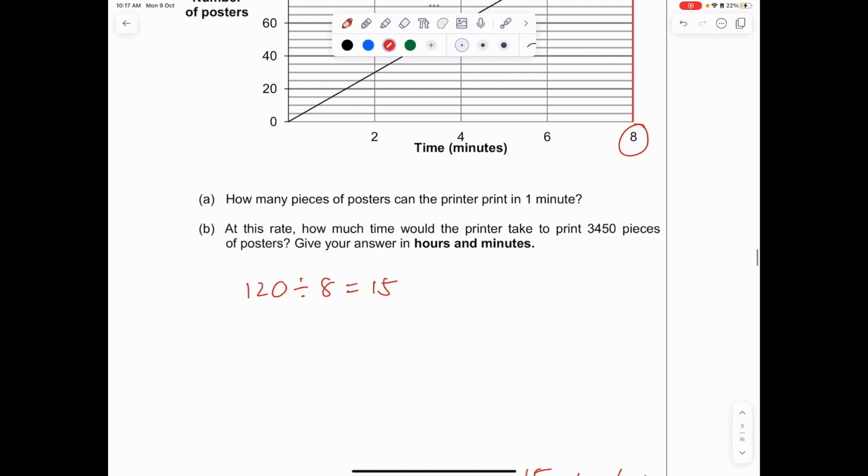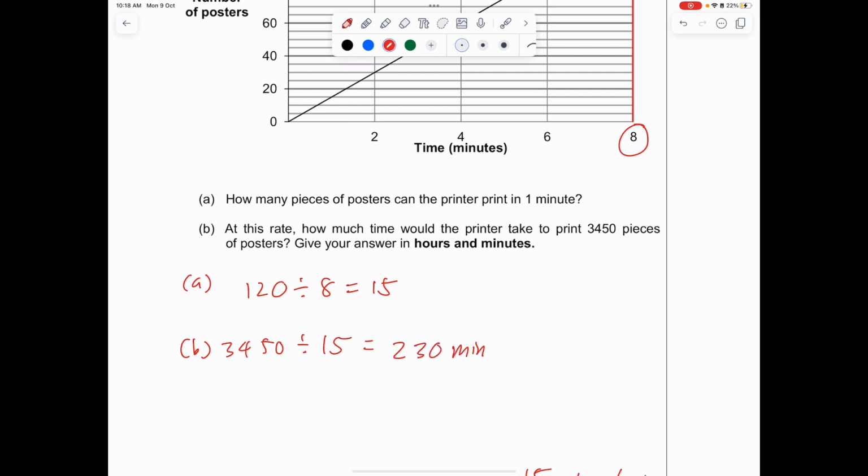Okay. Now at this rate, how much time would the printer take to print 3450 pieces of posters? So to do this, this is A and this is B. So B would be 3450 divided by 15. Because 1 minute is 15, so your answer is 230 minutes.